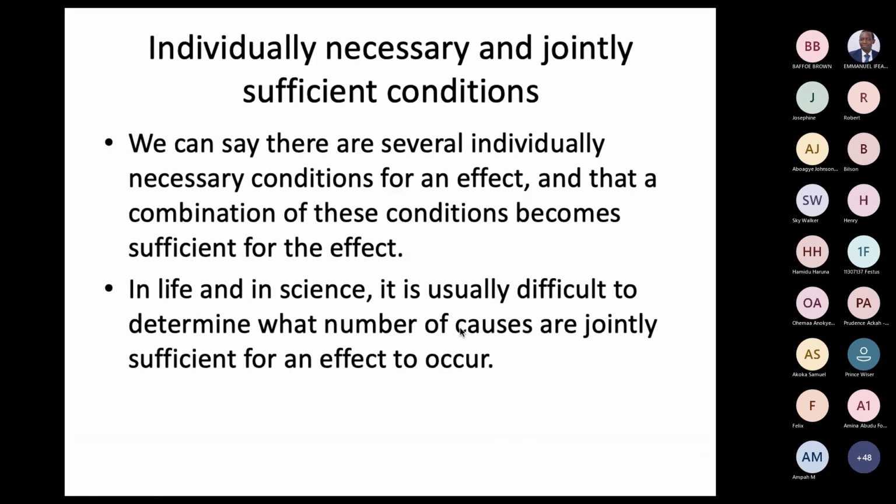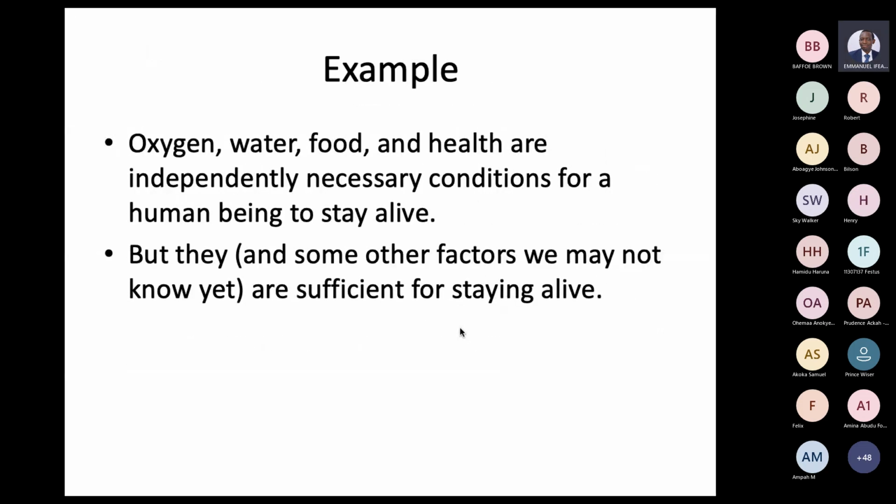Okay, so in order to be very clear about the difference between necessary cause and sufficient cause, let's look at this. Individually necessary and jointly sufficient condition. We can say that there are several individually necessary conditions for an effect, and that a combination of these conditions becomes sufficient for the effect. In life and in science, it is usually difficult to determine what number of causes are sufficient for an effect to occur. Now look at this. So this should clarify this problem.